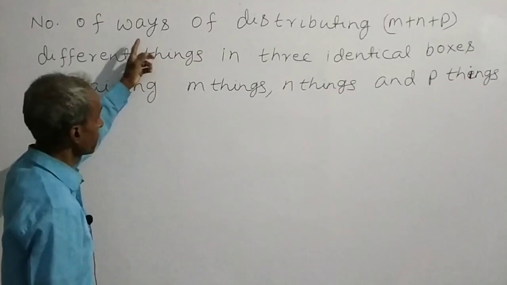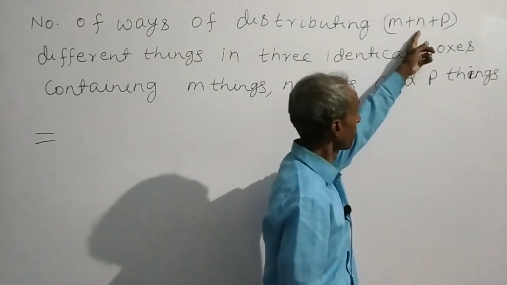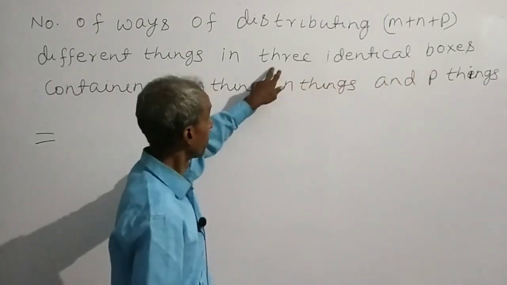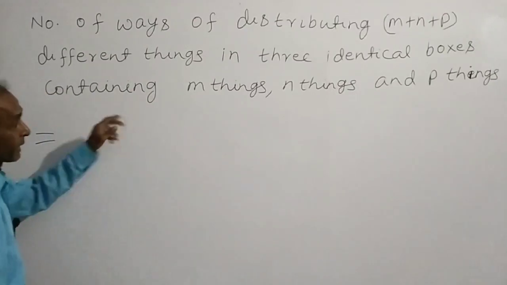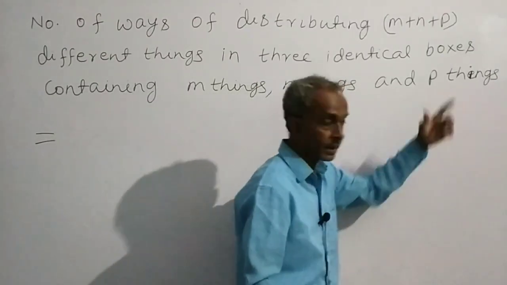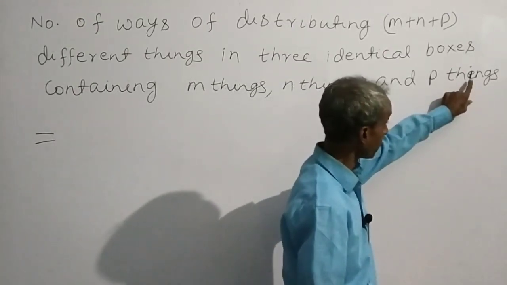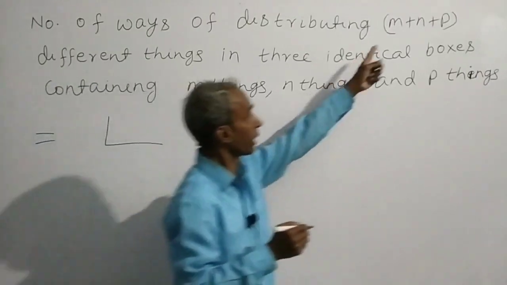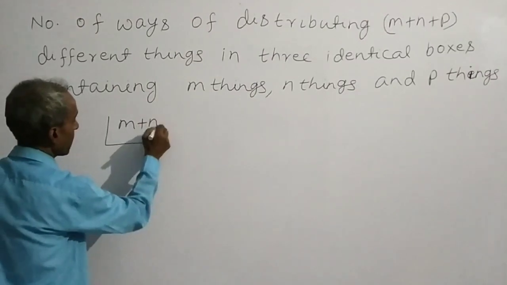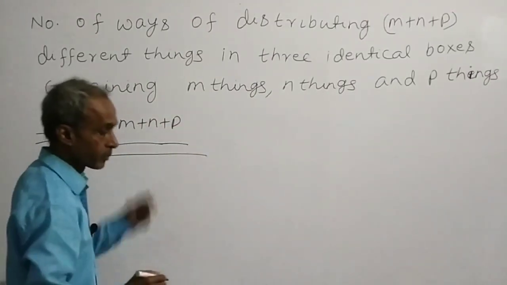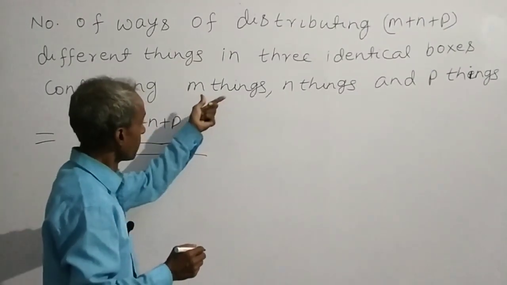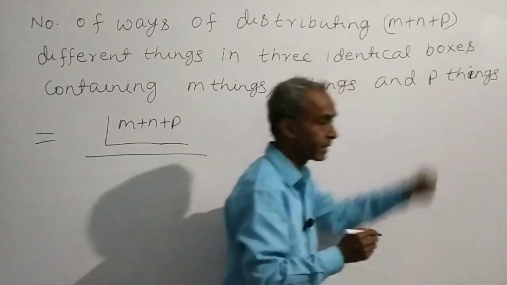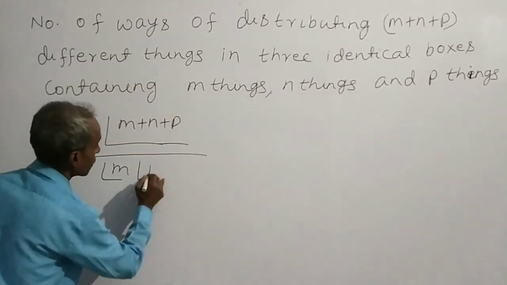Number of ways of distributing m plus n plus p different things in three identical boxes containing m things, n things and p things will be equal to factorial of the total number of things, m plus n plus p, divided by factorial m times factorial n times factorial p.